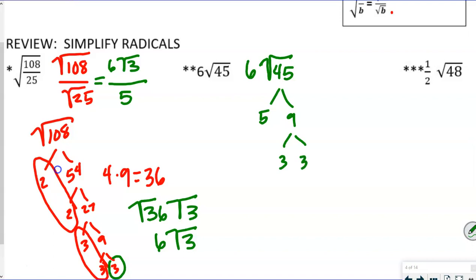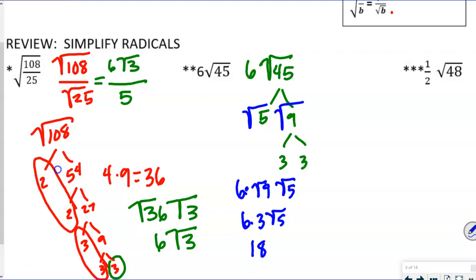3 times 3, right? So once again, I'm going to take this and this, put them underneath the radicals. So I'm going to keep the 6 on the outside. So that's 6 times the square root of 9 times the square root of 5. So this is going to be 6 times 3 square root of 5. So that's going to be 18 square root of 5. Okay?